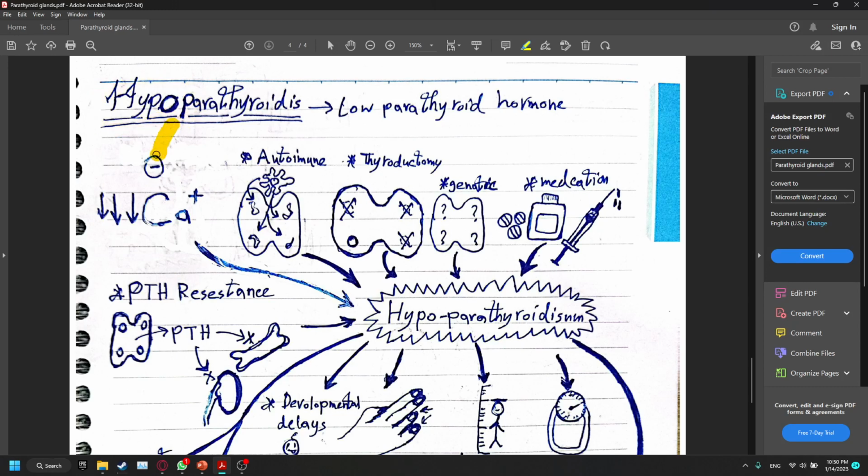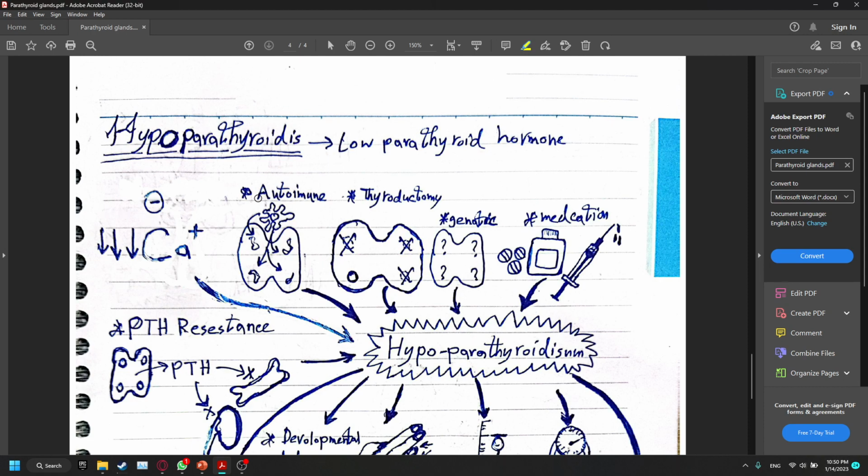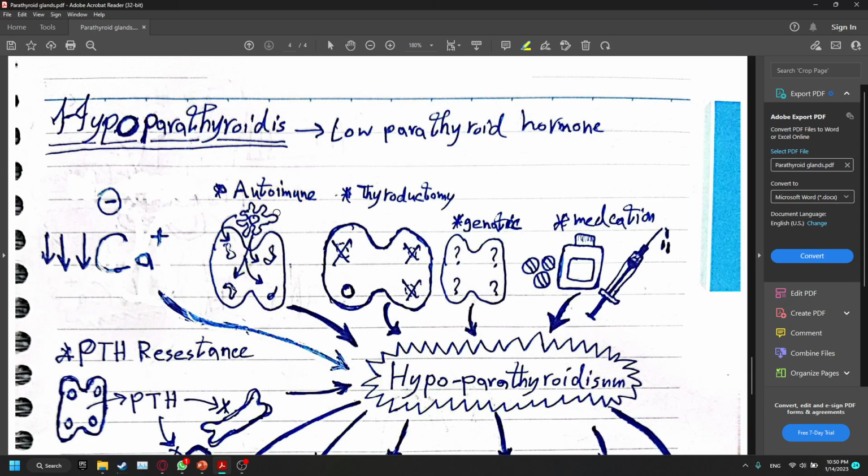Hypo means low, simple. Low parathyroid hormone, low PTH. What causes low PTH here? It could be as simple as low calcium intake, you have too little calcium in your body. It could be because of autoimmune, maybe the immune system is triggered and for some reason or another is attacking the parathyroid glands, thus hypoparathyroidism.